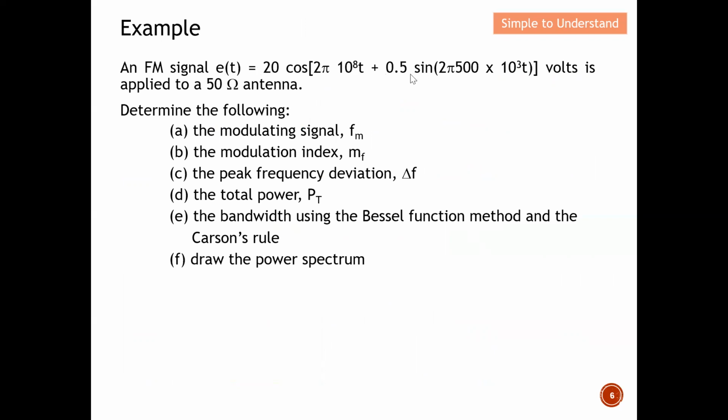Okay, so this is an FM signal. Basically, they are applied to a 50 ohm antenna. I'm tasked firstly to find what is the modulating signal, what is the modulation index, the peak frequency deviation, the total power, the bandwidth using the Bessel function method, and also the Carson rule. And last but not least, draw the power spectrum. Let's do the A, B, C first.